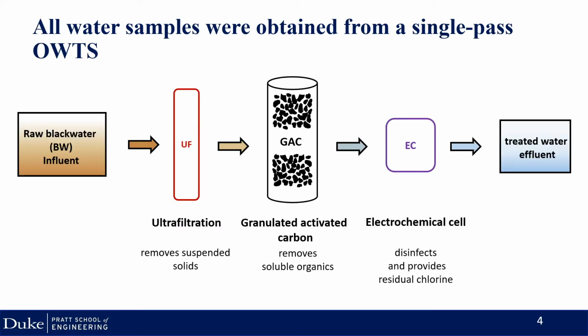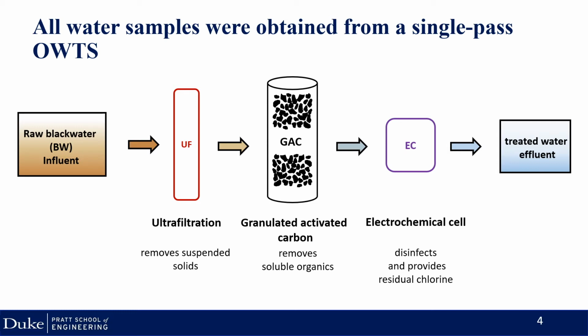All water samples were obtained from a single-pass on-site water treatment system, and all nutrient characterization was done using commercially available kits. The system has the following steps: the raw black water influent, where black water refers to the wastewater from toilets containing urine and suspended solids. The influent goes through an ultrafiltration column, which removes the suspended solids, then through a granulated activated carbon column, which removes the soluble organics. As the final step, an electrochemical cell for disinfection.